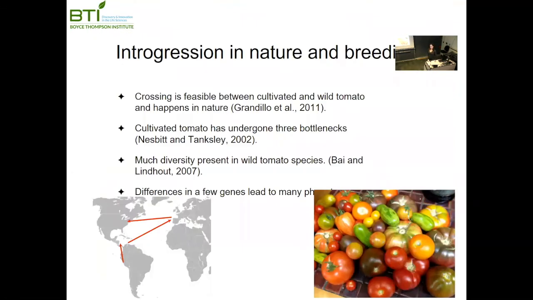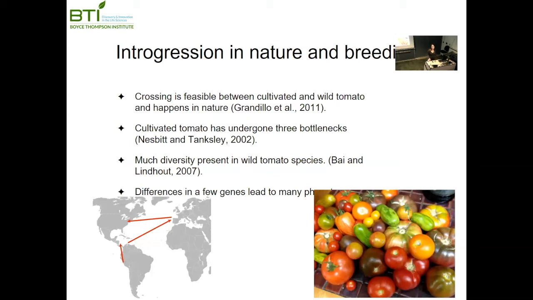As I said, you can cross the wild species with cultivated tomato, and this turns out to be really useful because cultivated tomato has undergone 3 bottlenecks. There was the original bottleneck that happened during domestication. A second bottleneck happened when they were transported to Europe. And then a third bottleneck occurred when they were transported back to the US for breeding there. It's estimated that only something like 5% of the diversity remains. So there's a huge loss of diversity in the cultivated tomato.